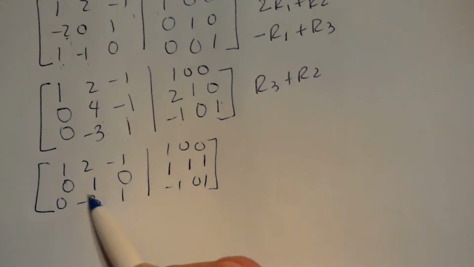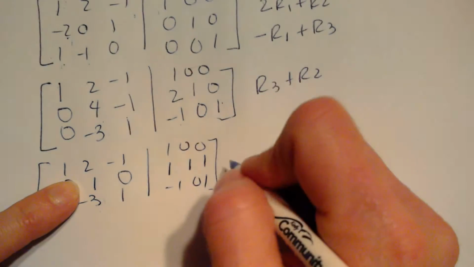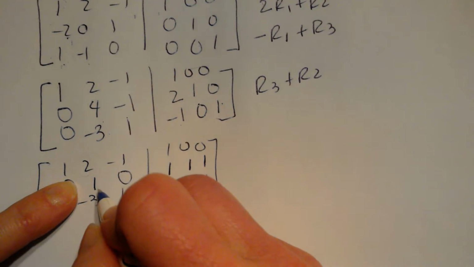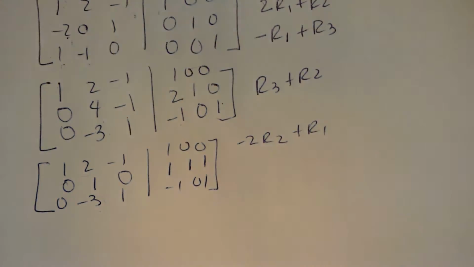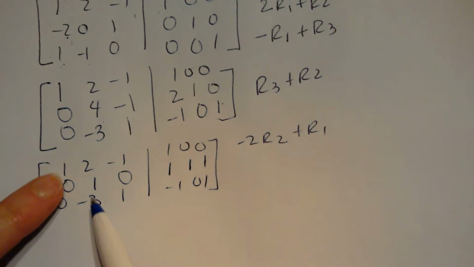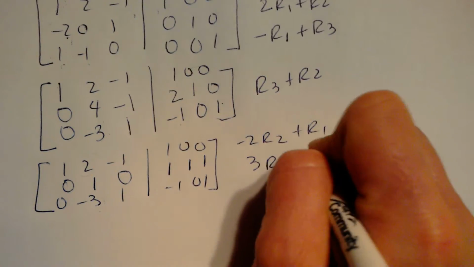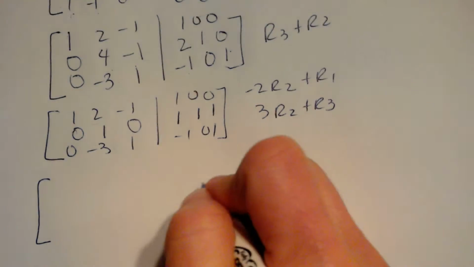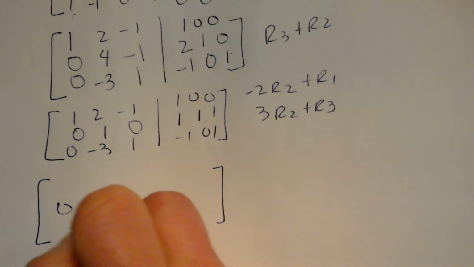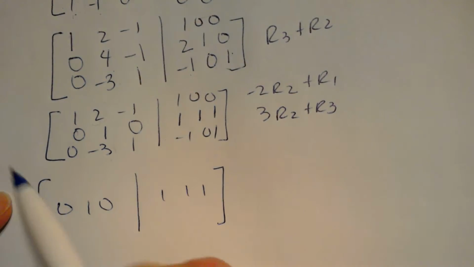So now I want to make this one a 0 and make this one a 0. So if I'm going to make this one a 0, I'm going to multiply this one by negative 2. So negative 2 times row 2 plus row 1. Okay, so that's going to give me a 0 here. To get a 0 here, I can multiply this row by 3 and add it. So 3 times row 2 plus row 3. So let's do that. So we're not changing our middle row. 1, 1, 1. Okay, so now let's look at it.